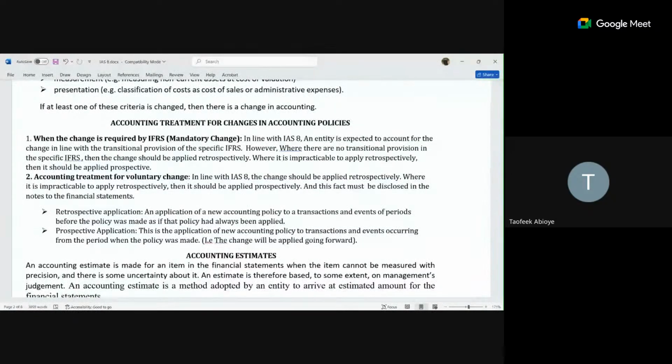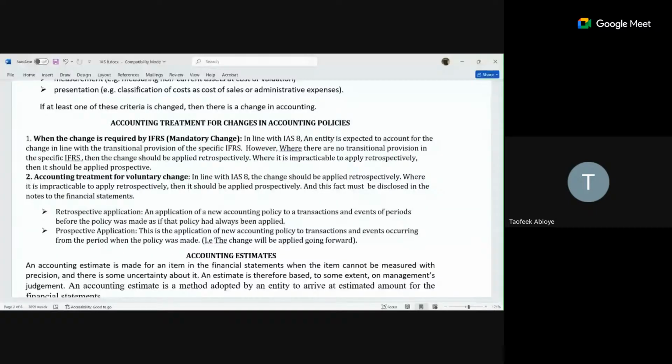What they are saying here is that if the changes that occur in the accounting policy of an organization are as a result of an IFRS requirement, a mandatory requirement, just like we have IAS 1 to IFRS 18, the treatment of these changes should be in line with the transitional provision of the accounting standard. What do you mean by transitional provision?